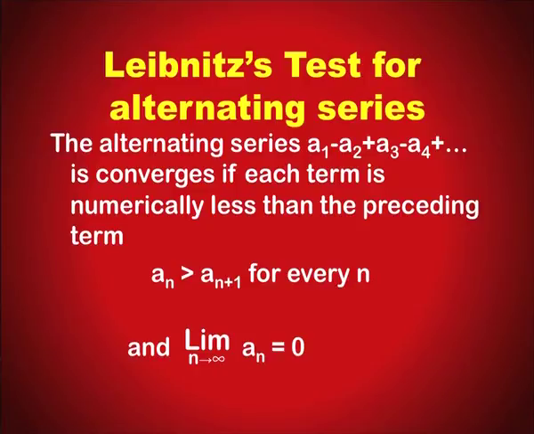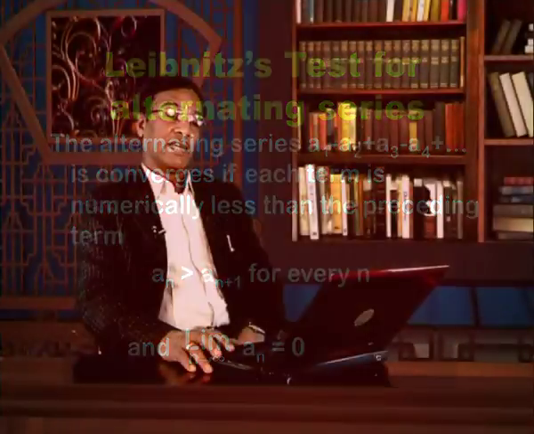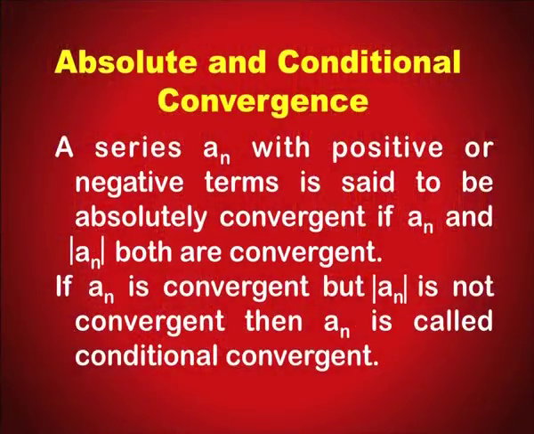the limit as n tends to infinity of a_n is equal to 0. Now, I will explain the absolute and conditional convergence of a series. A series sigma a_n with positive or negative terms is said to be absolutely convergent if sigma a_n and sigma modulus of a_n both are convergent. If sigma a_n is convergent but sigma modulus of a_n is not convergent, then sigma a_n is called a conditionally convergent series.